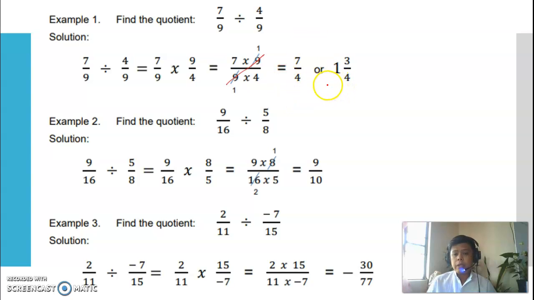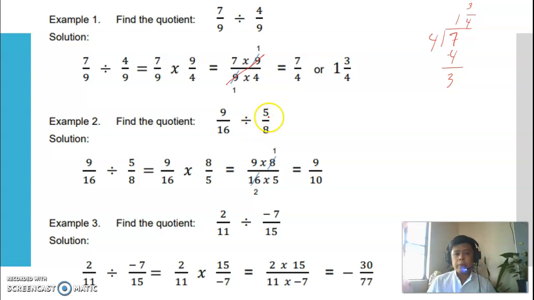So, kung i-simplest form natin siya into a mixed number, so you have 7 divided by 4. So, you have 1. 1 times 4 is 4. 7 minus 4 will give us 3. Yung remainder na 3 becomes the numerator, and then yung 4 dito ang magiging denominator. So, you have 1 and 3/4. Okay? So, next, you have the second problem.